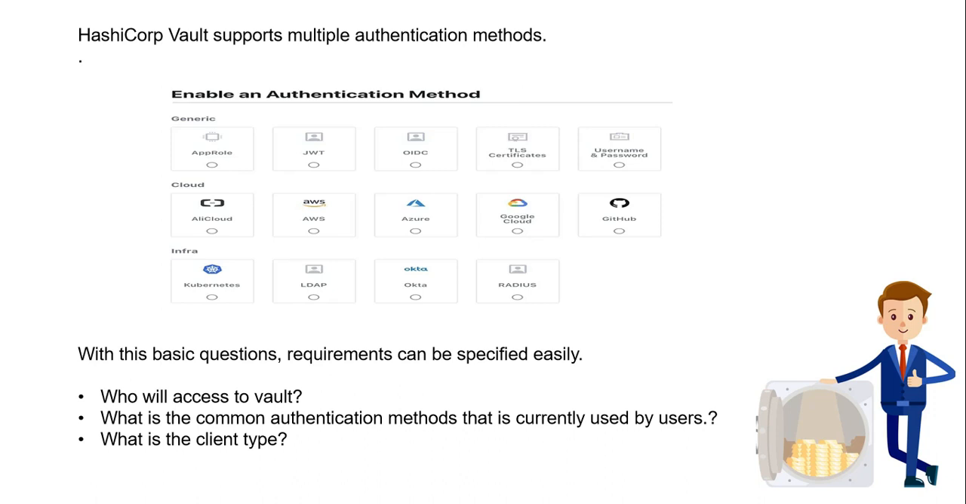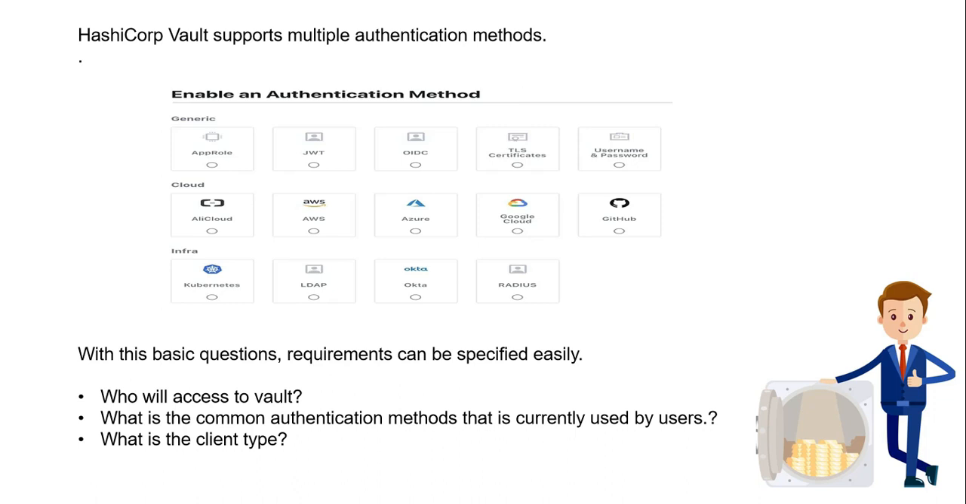The important part is deciding which authentication method is right for your organization. These are the basic questions you can ask to specify your requirements. We will see them one by one. The first one is: who will access the Vault? There are a couple of kinds of users available. The first is the internal user, and the other is the external user.